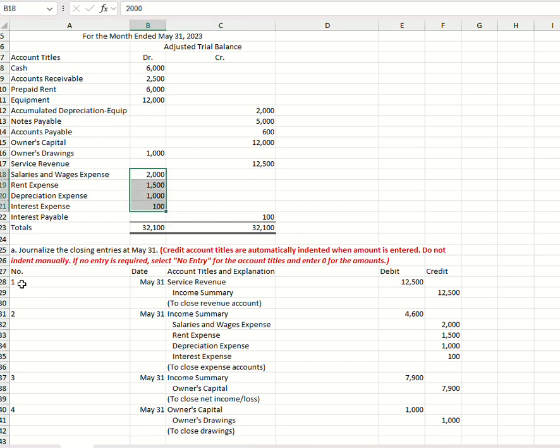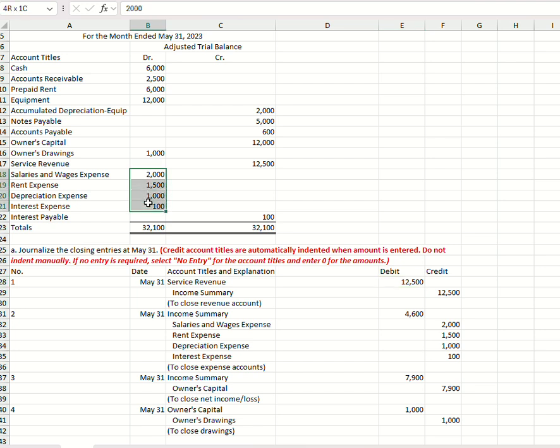Okay, so journal entry number one, in order to close the revenue account, since this is a credit balance, you need to debit that to close it out. You're gonna debit service revenue and you're gonna credit income summary.